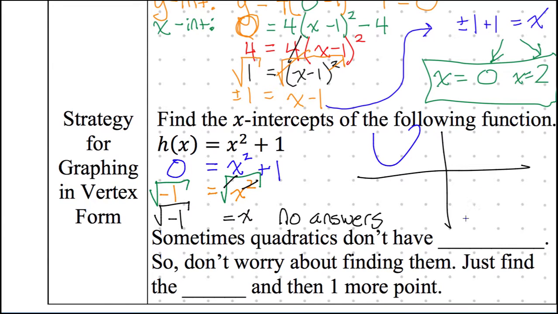You can also have an open-down parabola that's vertically translated in the negative direction, and it never touches the x-axis. If you don't have an example, draw it now. Whenever you try to find x-intercepts and you get the square root of a negative, that is saying, hey, there aren't any x-intercepts.